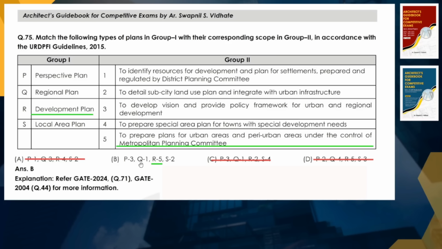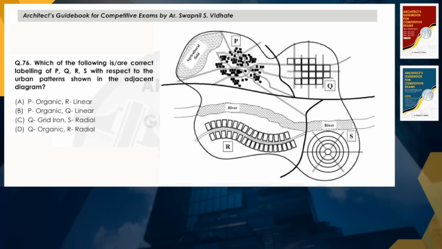Then you can again see that the correct description for regional plan, they have correctly mentioned as to identify resources for development and planning for settlements prepared and regulated by district planning committee. Then the remaining option, as I said, local area plan, means to detail out the subcity land use plan and integrate with urban infrastructure. So S2 is also the correct pair. Here we have identified option B as the correct answer.